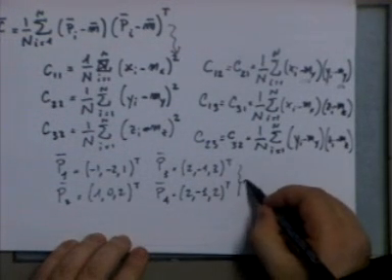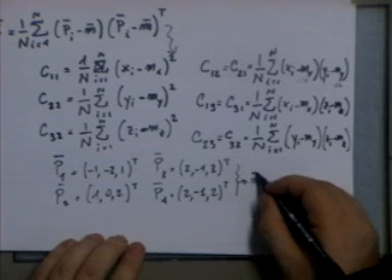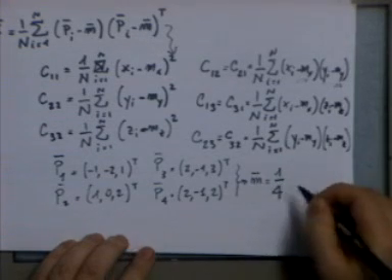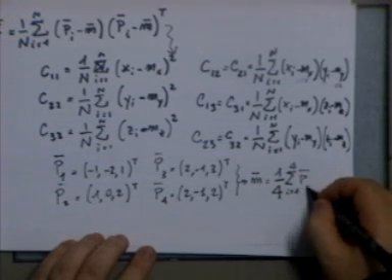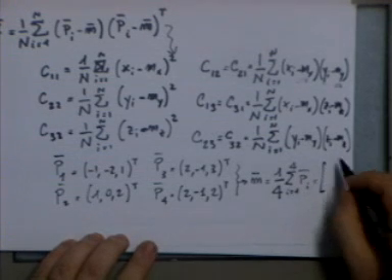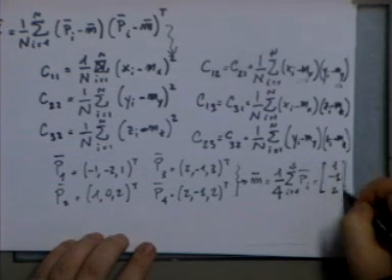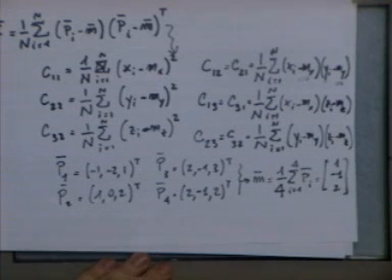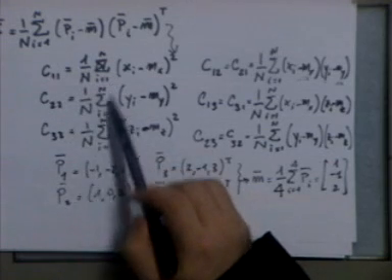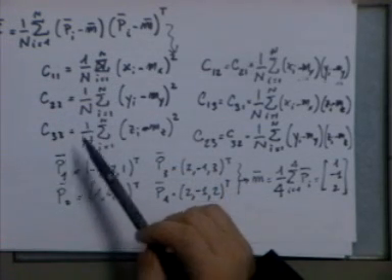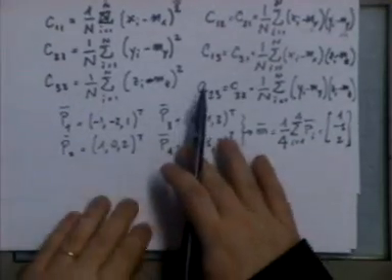From this, it is easy to calculate that your median point is 1/4 of the sum from 1 to 4 of all these points, which turns out to be (1, -1, 2). So this is the median point. Now, if you plug in the median point over each one of these, you build the covariance matrix. Let's do it.